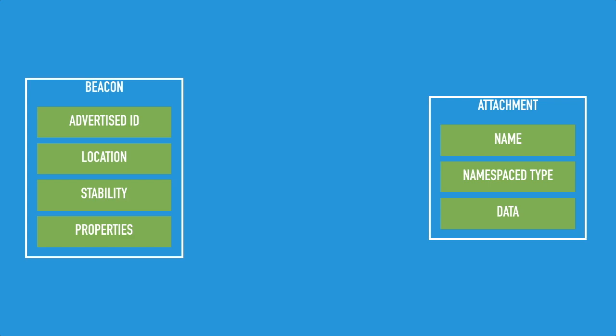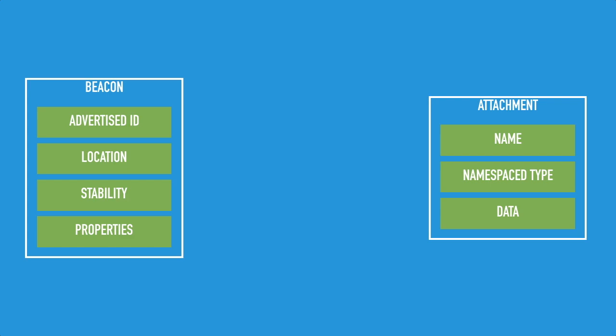But what they give us is a very flexible model into which we can put that information. Okay, so the Beacon API has two primary data structures that really make up the majority of what we're doing here. The first is the beacon data structure, right? And a beacon is comprised of an advertised ID, a location, stability, some properties, and actually a description is another I didn't put in there as well.